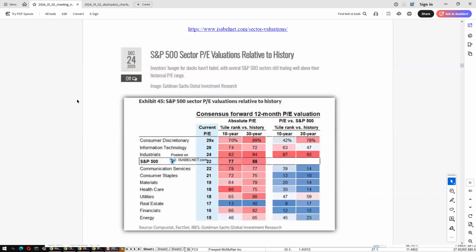All right. So you can see right now, some of the least rich valuations in the stock market are in energy, financials, real estate, utilities, and healthcare. The most rich sectors are consumer discretionary, IT, industrials, and the S&P 500. Warren Buffett usually likes to buy stocks that are out of favor. And right now, energy, financials, real estate, and utilities are out of favor.